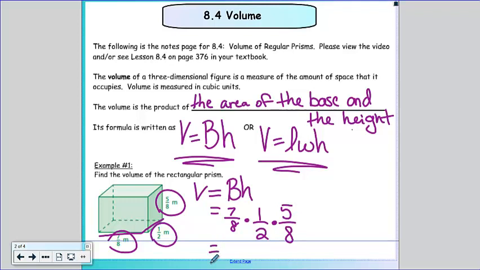When multiplying fractions, remember that you can cross-simplify if possible, and you can also multiply in any order since it's all multiplication. So I'm just going to multiply straight across. 7 times 1 times 5 gives me 35. 8 times 2 times 8 gives me 128. And my units are cubic units, so it's going to be meters cubed. Because when I find the volume, I'm essentially finding how many cubic units fit inside of that shape.